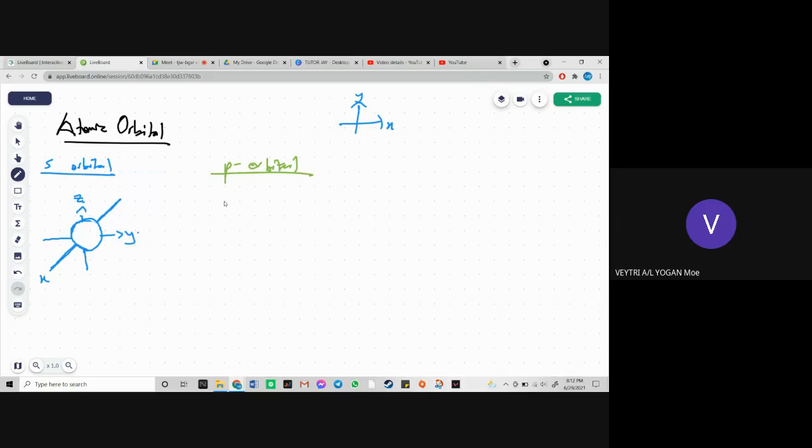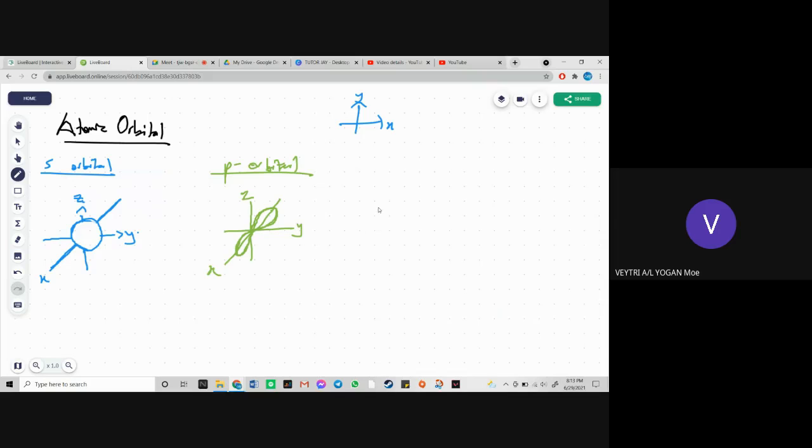For the p orbital, there are three types of shape. Number one, same thing, z, y, and x. For the p orbital, there are three types. Number one, it lies along the x-axis. It only surrounds the x-axis, remember. Make sure it doesn't touch the z and y-axis. Please draw properly.